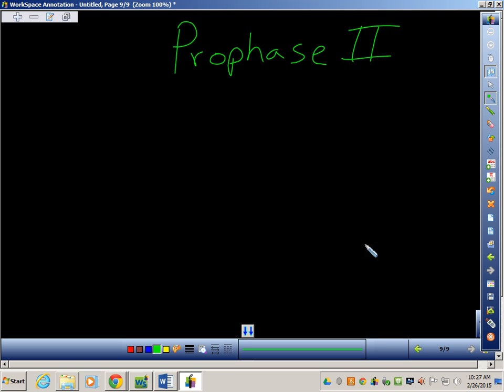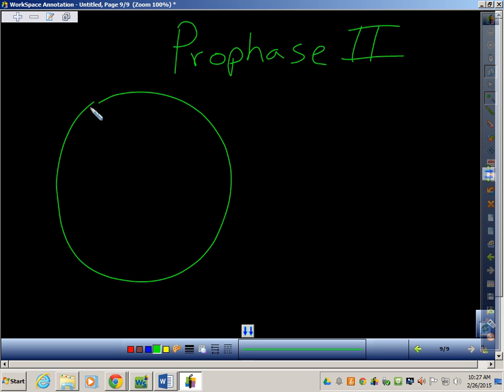So in prophase 2, you're going to have two cells doing this, right? I'm not going to draw two cells doing it. You want me to draw two cells doing it? Just one? Is it okay if I just do one? All right, well, let's do two. I don't want to confuse anybody. Maybe we'll switch to one in a minute.